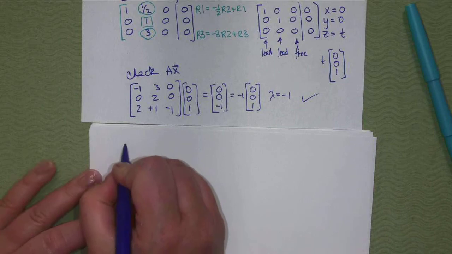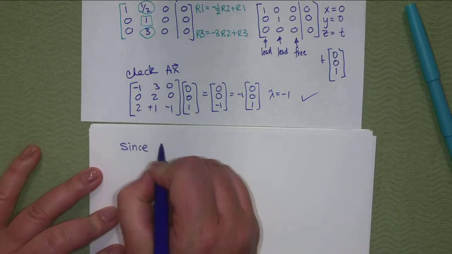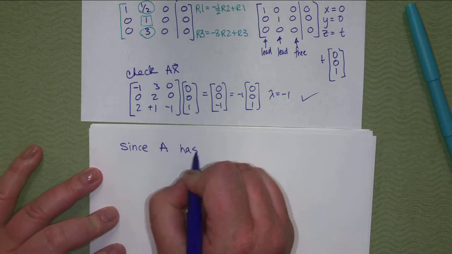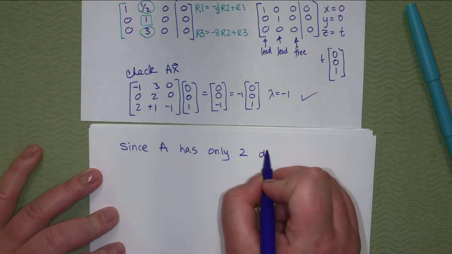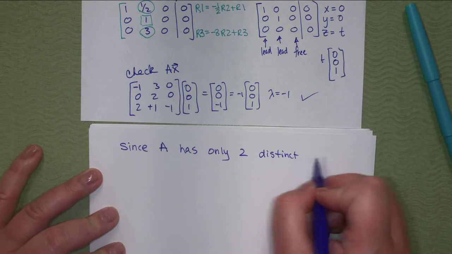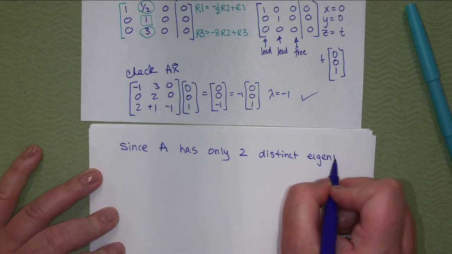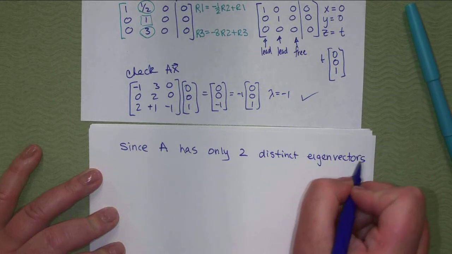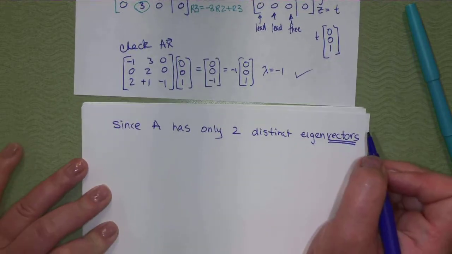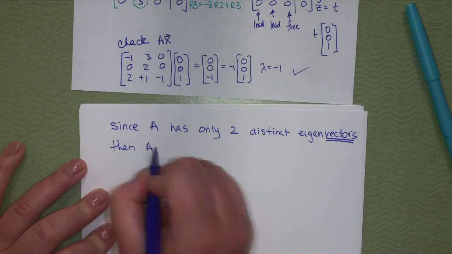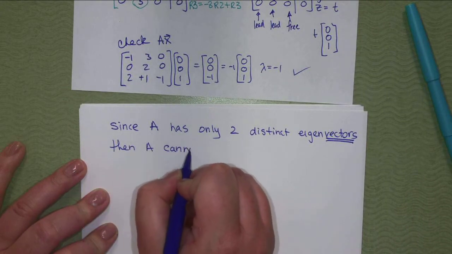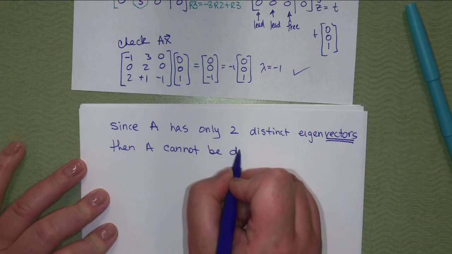So since A has only 2 distinct eigenvectors, not values. The values didn't matter. It could have still worked. Then A cannot be diagonalized.